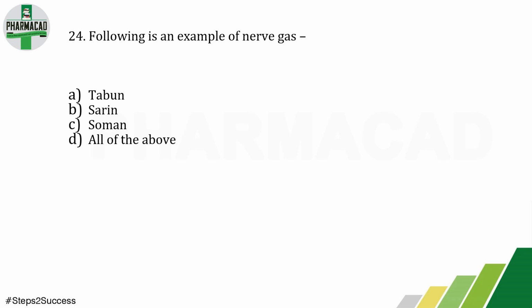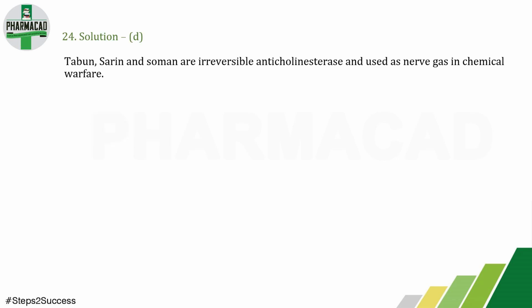Next question. Following is an example of nerve gas. So the options are tabun, sarin, soman or all of the above. So remember, all the given options are nerve gas and they are the irreversible anticholinesterases and they are also used in chemical warfare. So remember the organophosphates that we have, which are the irreversible anticholinesterases. These were used in chemical warfare.